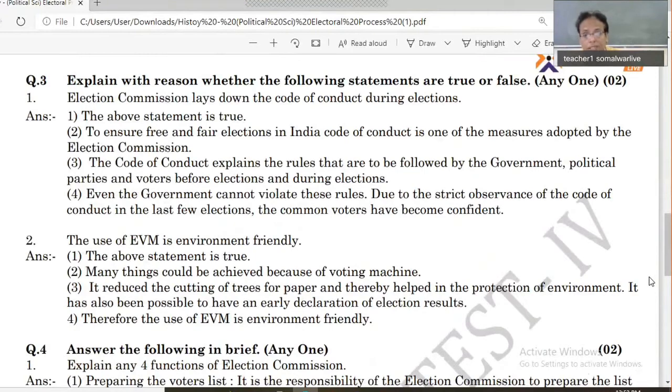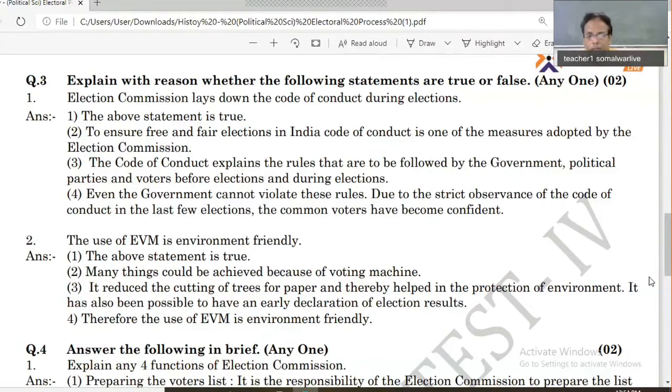I want to specially talk about this one. This is a very specific question that is mostly asked in political science. So first of all, whatever statement is given must be written in your answer book as it is. I'm repeating, you just copy down the given statement as it is. And then the very first point should be: the above statement is true. If it is false, then false.